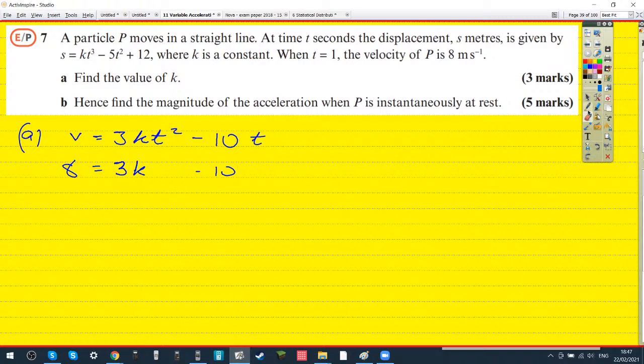And I get 6k6. 3k is 18. Yeah, k is 6. And then how would we do b?